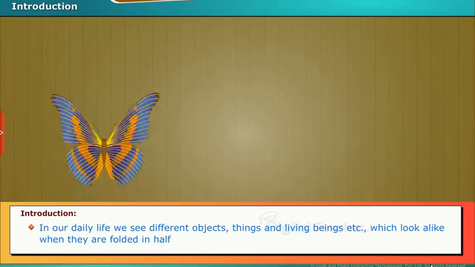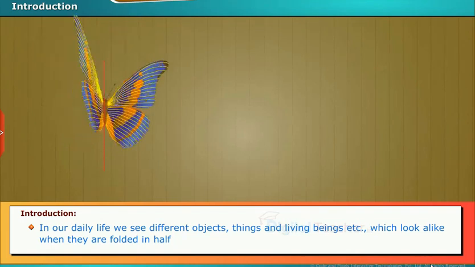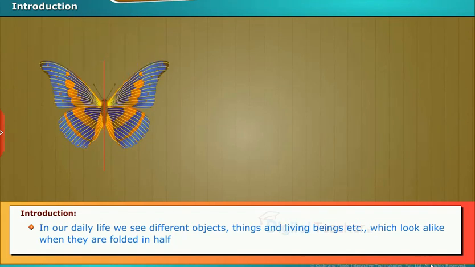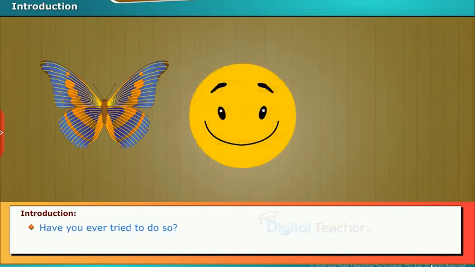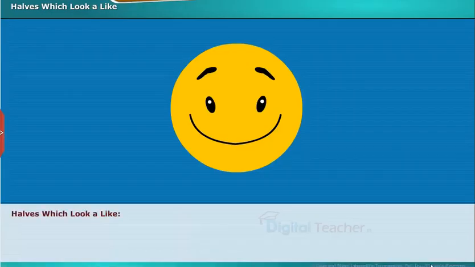Introduction. In our daily life, we see different objects, things and living beings, etc. which look alike when they are folded in half. Have you ever tried to do so? Let us try to find the objects or things which look alike. Let's have a look at the things which look alike.